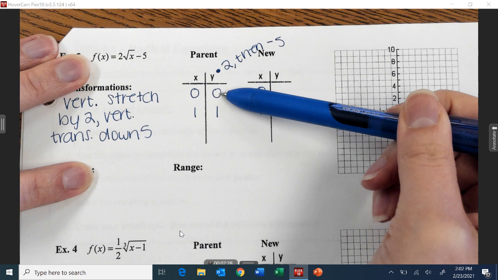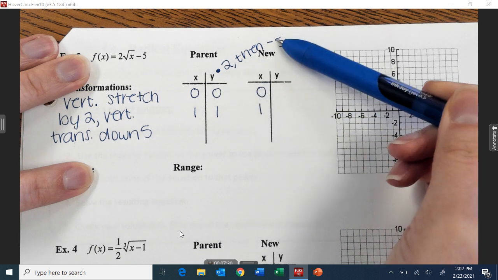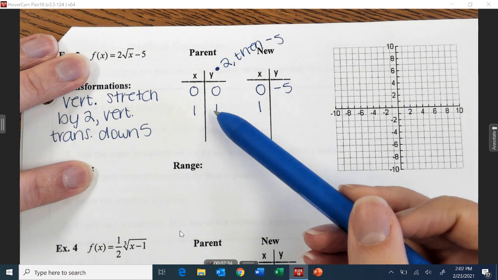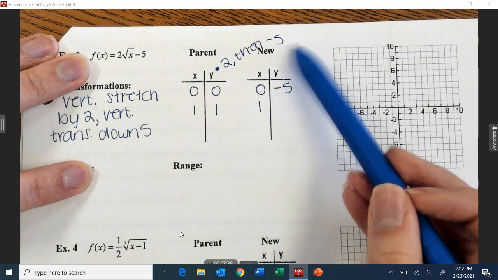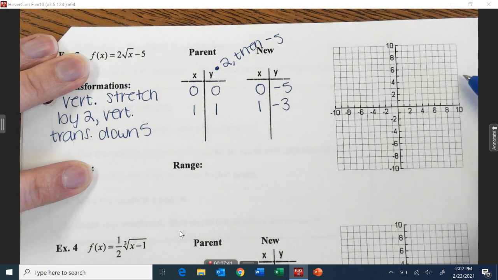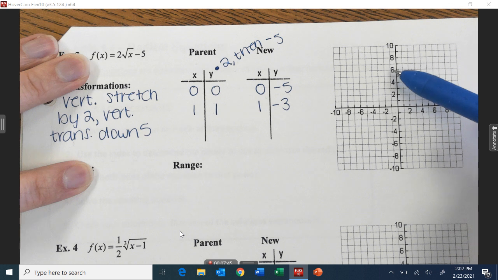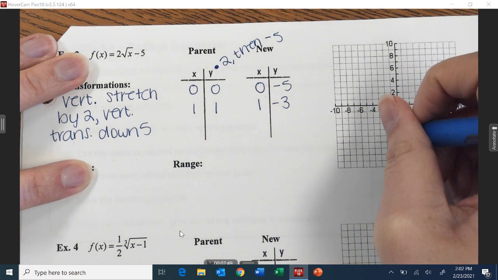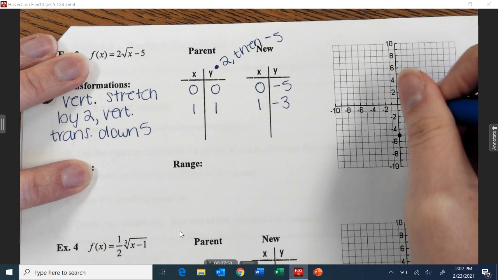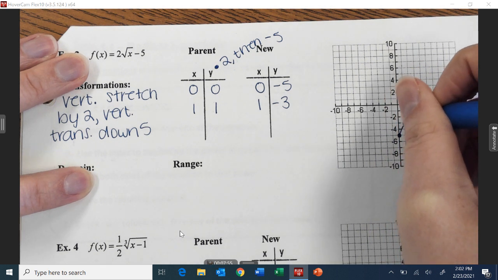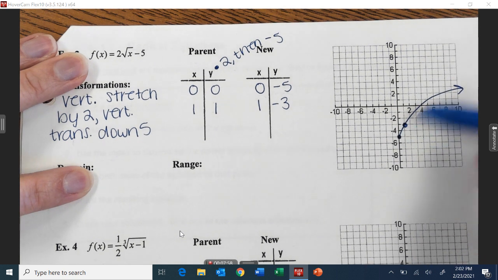And we go from here. 0 times 2 is 0. 0 minus 5 is negative 5. 1 times 2 is 2. 2 minus 5 is negative 3. You're vertically stretching, which means you should be moving closer to the y-axis because you're stretching towards it. Let's make sure that that happens. So 0, negative 5. 1, negative 3. You can see that this looks like it's increasing a little bit faster.